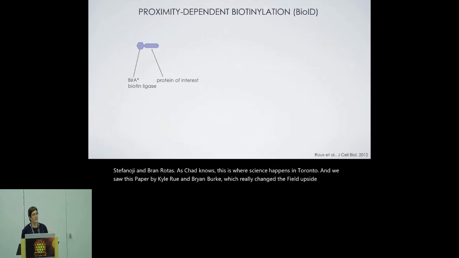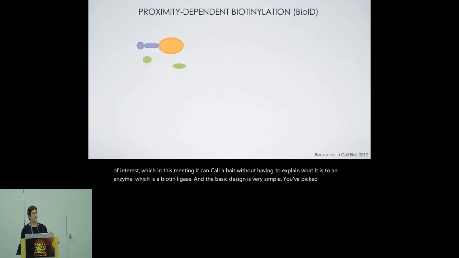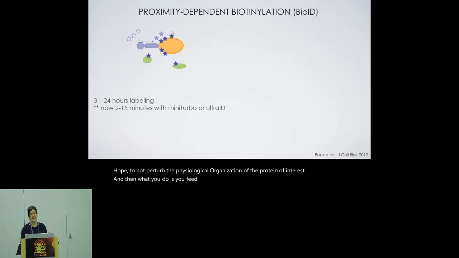And this was really a forward screening approach for proximity. This was the first time that this approach was shown to work. So it is a way to fuse a protein of interest, which in this meeting I can call a bait without having to explain what it is, to an enzyme, which is a biotin ligase. And the basic design is very simple. You pick that fusion, you express it in cells. You're expressing it at levels that are low enough to hope to not perturb the physiological localization of the protein of interest.